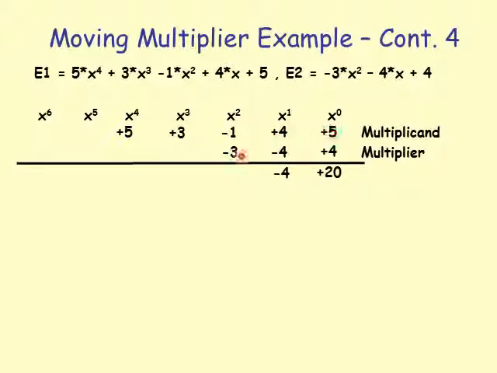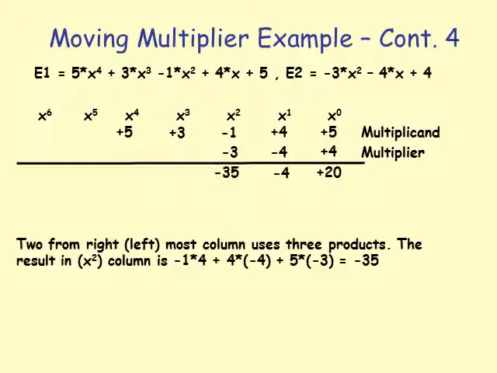Then 5 times minus 3 is minus 15. So minus 4, minus 16, and minus 15. Minus 4 and minus 16 add up together to minus 20, and then adding these together becomes minus 35. Let's continue here. So 2 from the right or 2 from the left column needs 3 products. So we get 3 columns, and the result for x squared is minus 35.